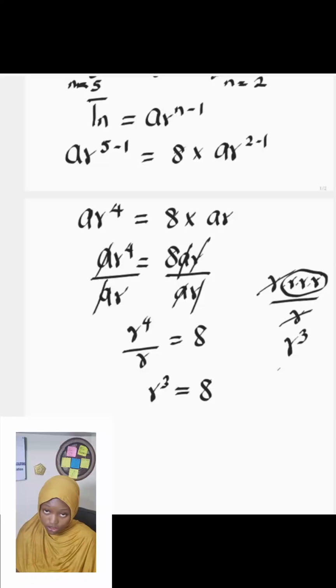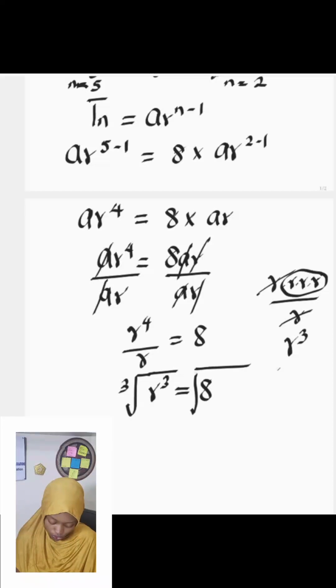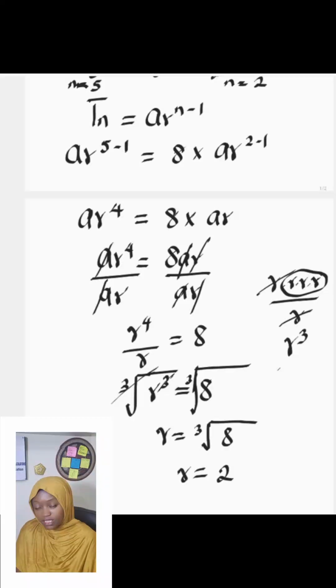Now to make R the subject of formula, because what we have is R to the power of 3, we can decide to take the cube root of both the left hand and the right hand side. So doing that, R to the power of 3 cancels the cube root. We're left with R is equal to the cube root of 8. And the cube root of 8 gives us 2. So that means the common ratio here in this question is 2.